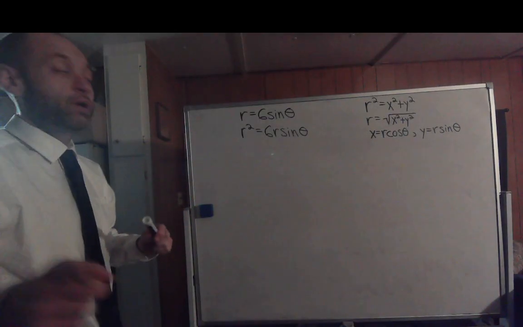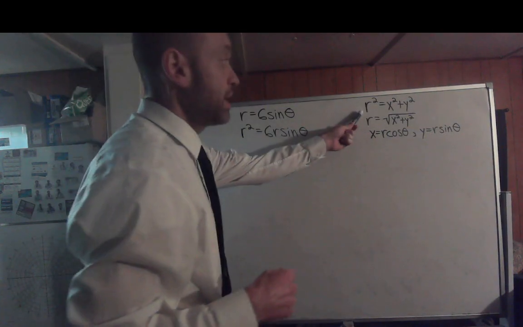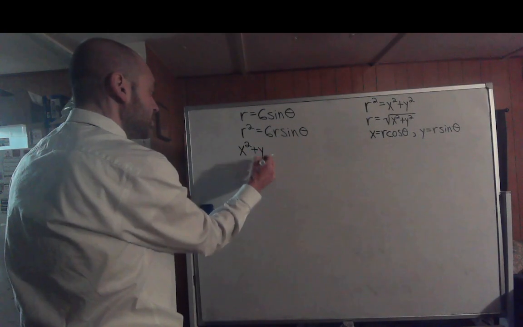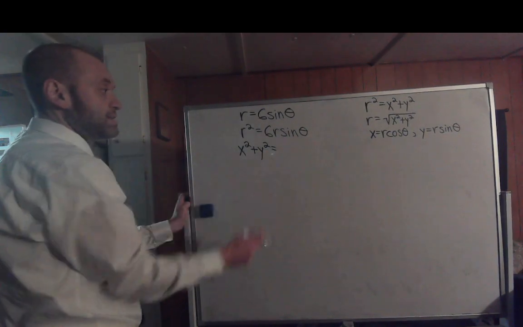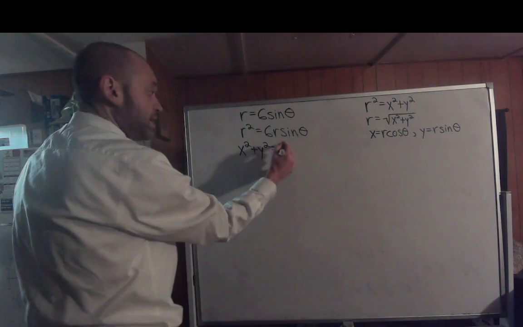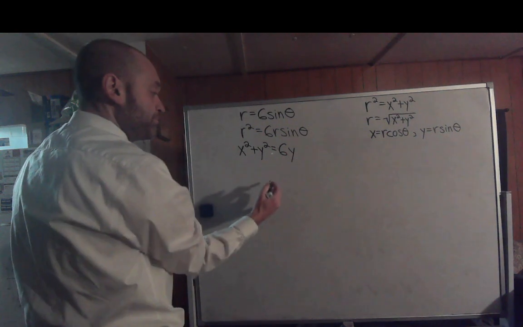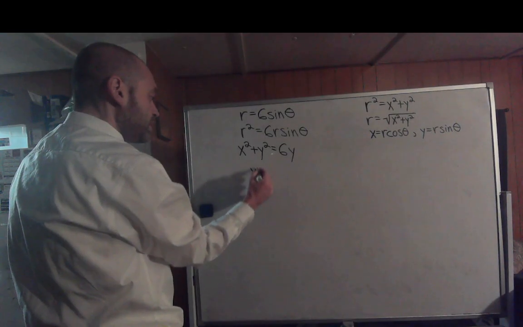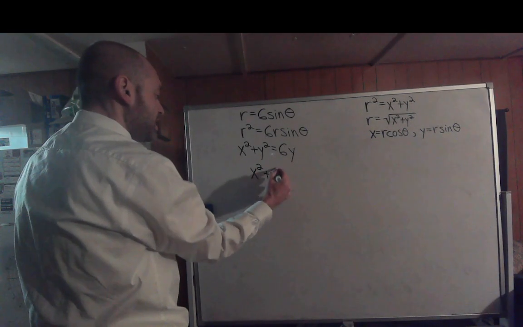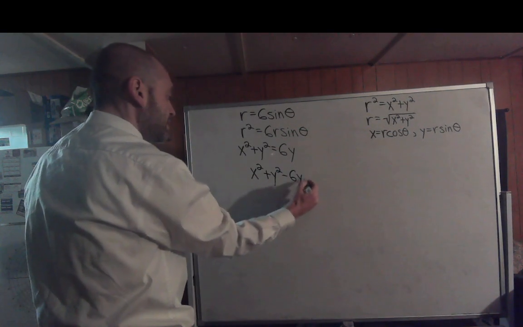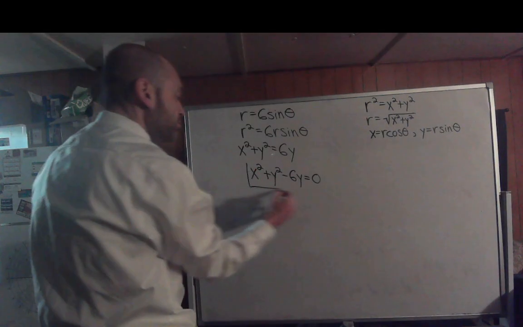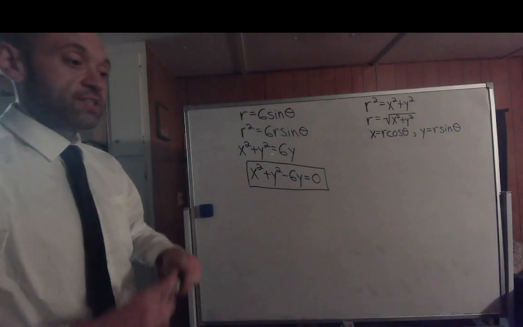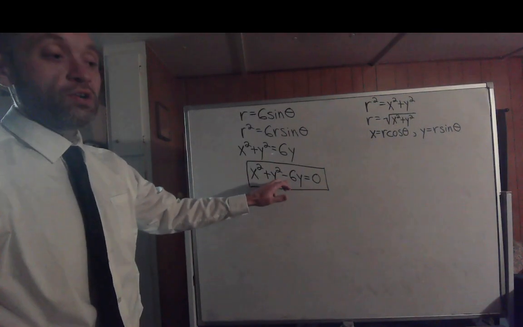Now we have a form we can work with. So what is r squared? That's the same thing as x squared plus y squared. That would equal, on your right hand side, we know r sine of theta is y. That just equals 6y. So to put this in standard form, make the right hand side equal to 0, you'll get x squared plus y squared minus 6y is equal to 0. And that would be the rectangular form of this equation in standard form, which, as it turns out, would give you a circle with the center not at the origin.